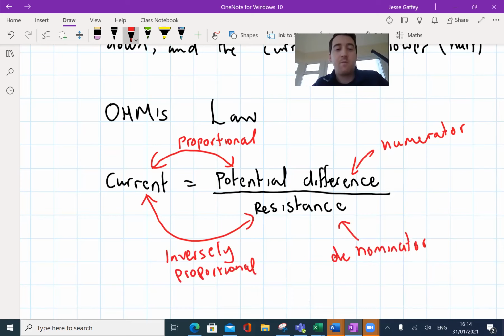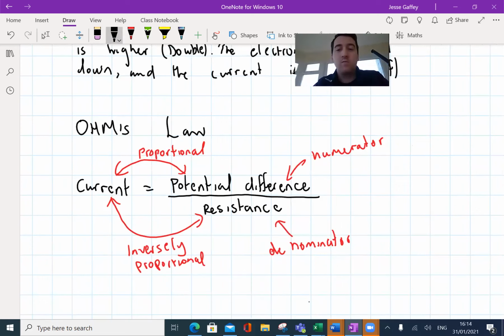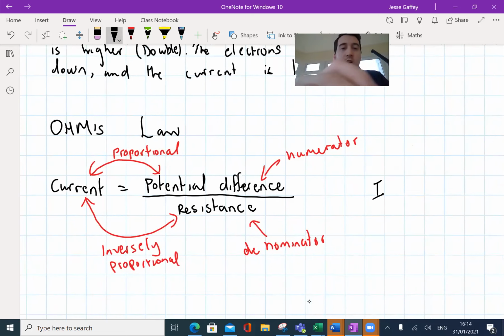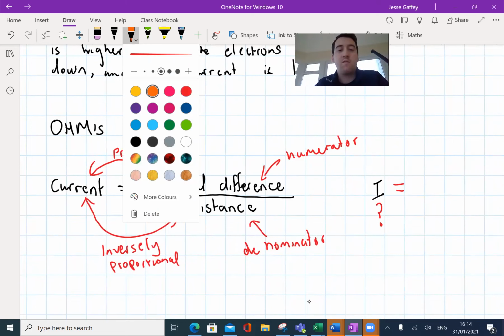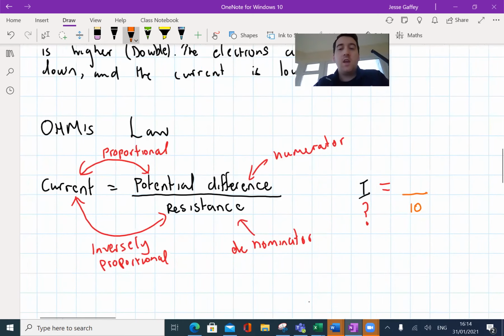Let's quickly give you an example of how this works. Say we want to know what the current is. We've got the current, which is I, and we want to know what is the current, question mark. If the current is equal to, and imagine for a second we're going to fix the resistance as 10 ohms. If I set the voltage to 1 volt, so the potential difference is 1, then we say the current is 1 over 10.